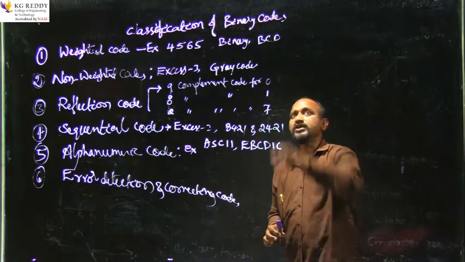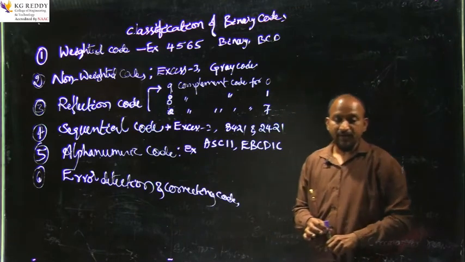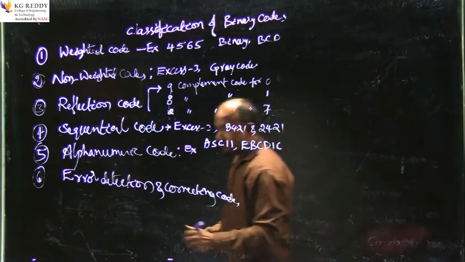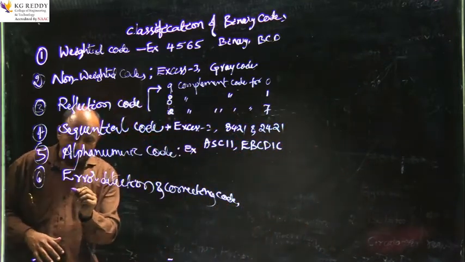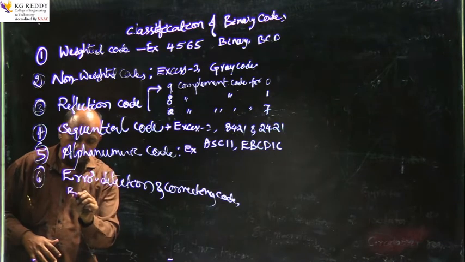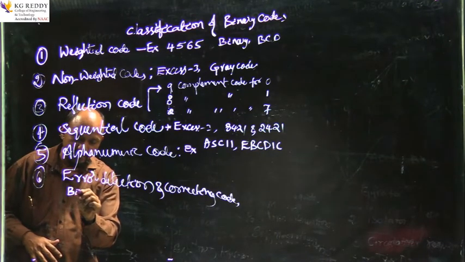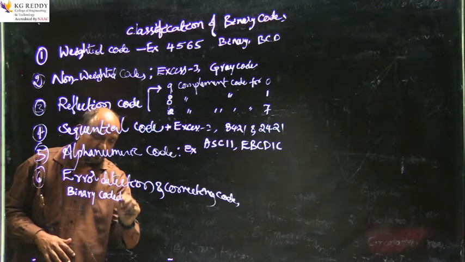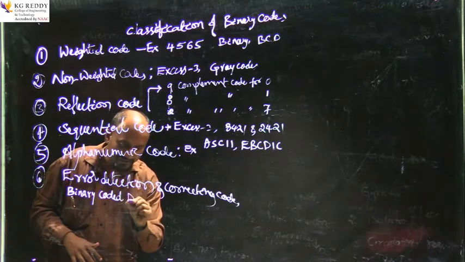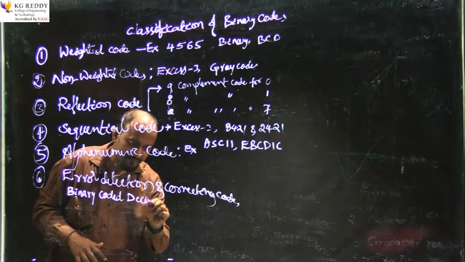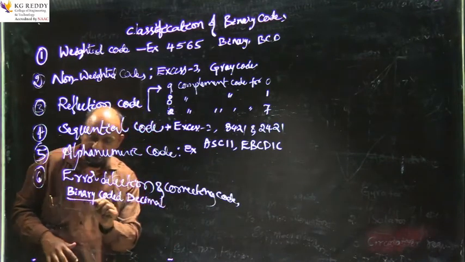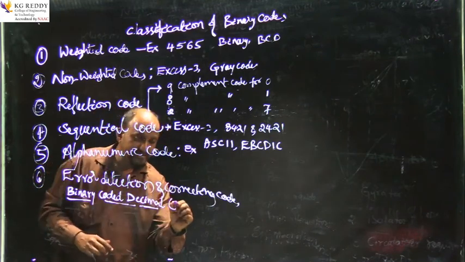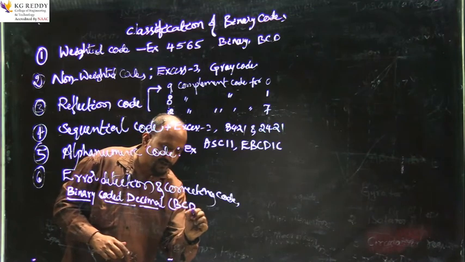So we will talk about the BCD. What is BCD? Binary coded decimal. Binary coded decimal is the next topic we will discuss. Here BCD means binary coded decimal.